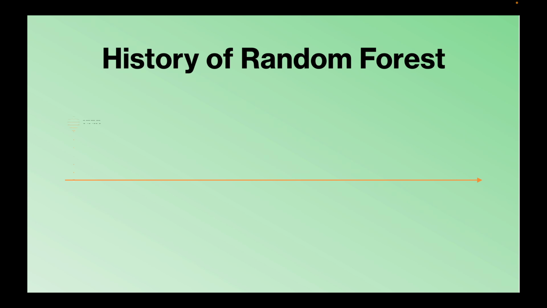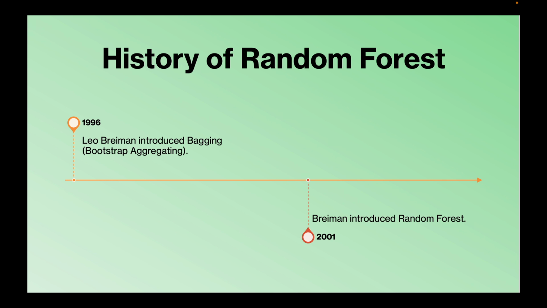History of random forest. In 1996, Leo Breiman introduced bagging, that is bootstrap aggregating, to improve decision trees. In 2001, Breiman introduced random forest, combining bagging with random feature selection for better accuracy.